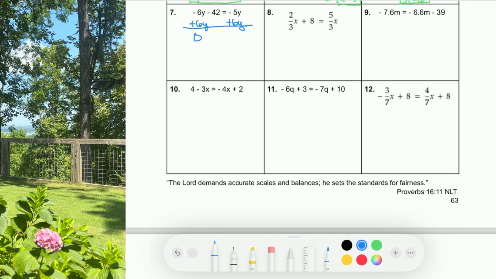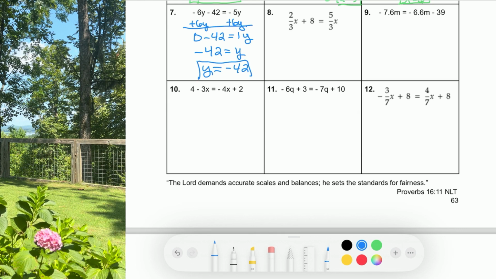So that gives us 0 minus 42 equals 1y. So negative 42 equals y. I'm going to write my answer with my variable on the left. y equals negative 42.